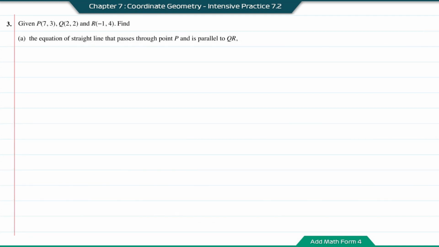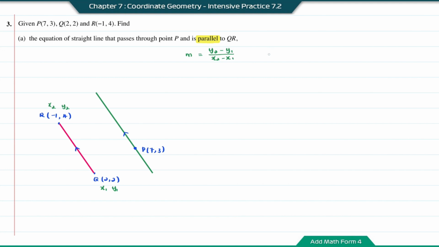Question number 3. Given P(7, 3), Q(2, 2), and R(-1, 4), find A, the equation of the straight line that passes through point P and is parallel to QR. So based on the diagram here, we want to find the equation of the straight line in the green color. As the two straight lines are parallel to each other, they're going to have the same gradient. So to find the gradient of QR, it will be 4 minus 2 over negative 1 minus 2. So this is equal to negative 2 over 3.